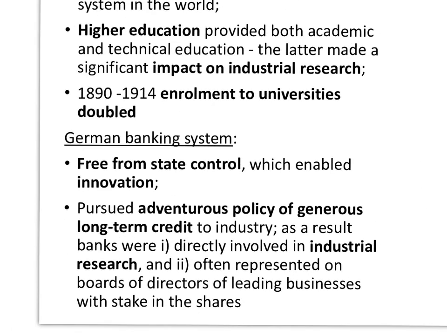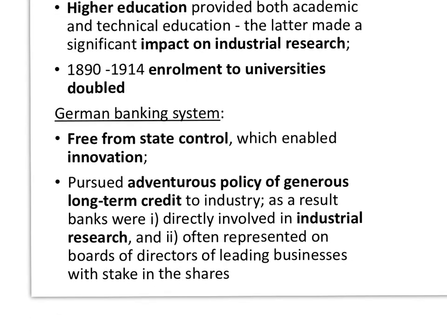These new German universities that came late on the scene expanded rapidly. There was huge enrolment to universities. And then finally, another key feature was the German banking system. The German banking system was very free from government control, which enabled the banks to be very innovative. So this is almost a point contrary to government intervention. The government allowed the banks to be very independent, and therefore the banks were risk takers, and very generous in their approach.